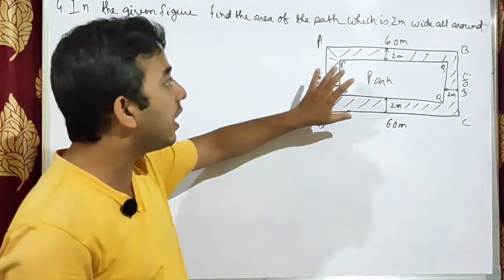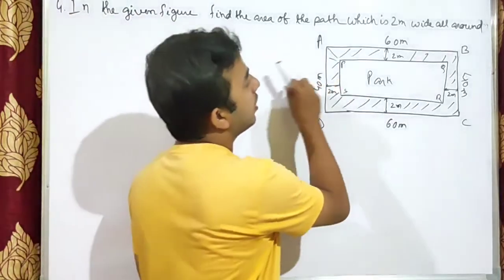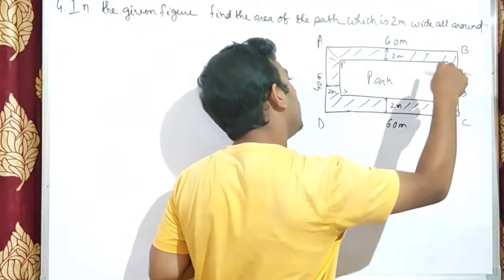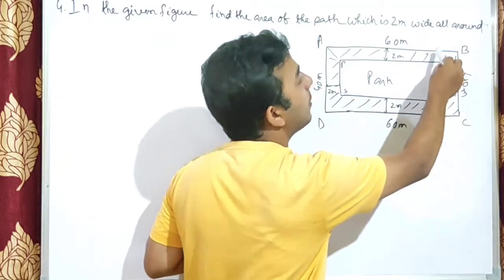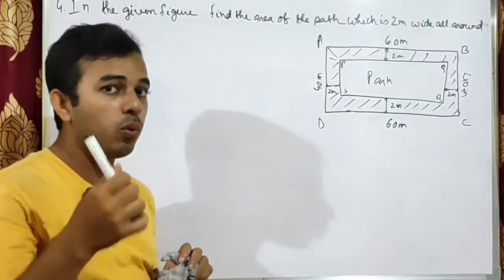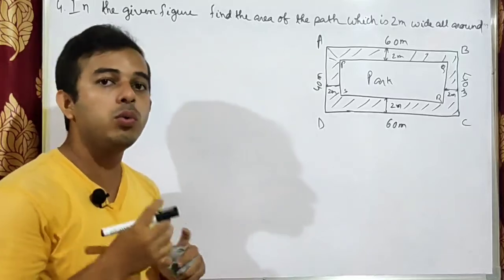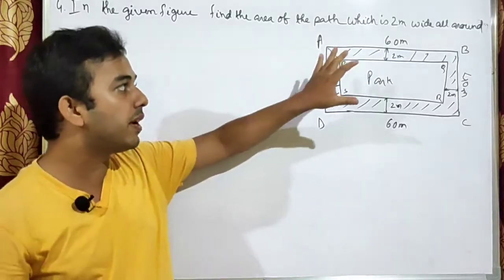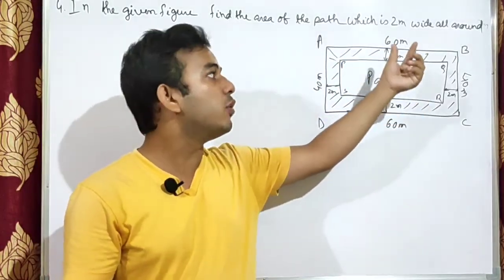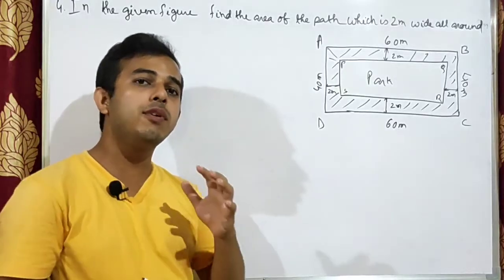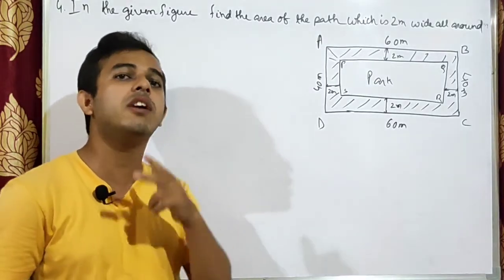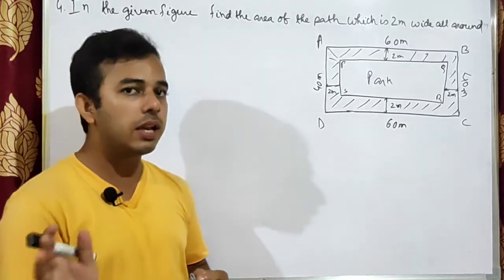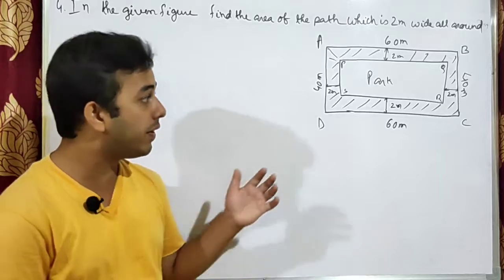Because when we are finding the area of rectangle ABCD, we are covering everything. We have the area of the park along with the area of this path. Clear? Did you understand what I want to say? When we find out the area of rectangle ABCD, we are finding both, right? We are finding the area of the park as well as the area of the path. Now, if we also know the area of the park, and we subtract it from the area of the rectangle, we can easily find out the area of the path. Clear?